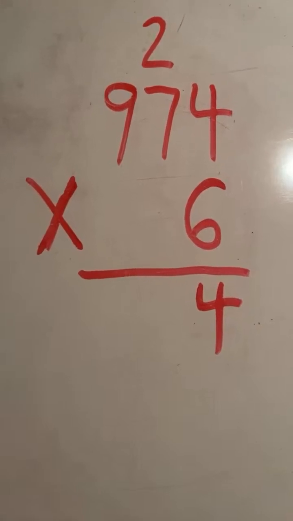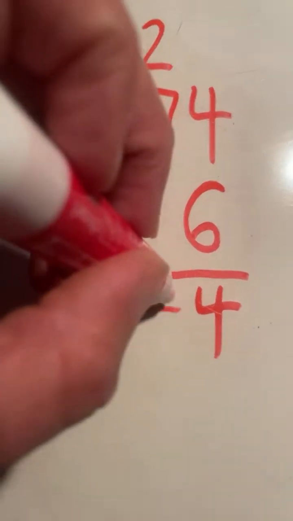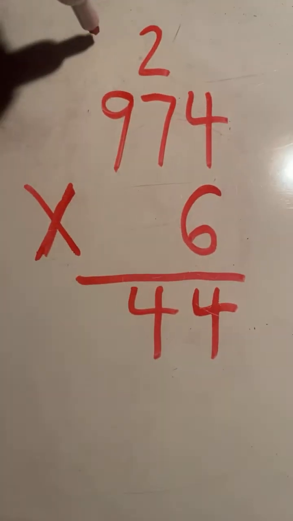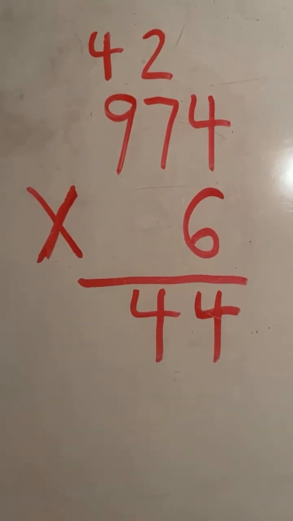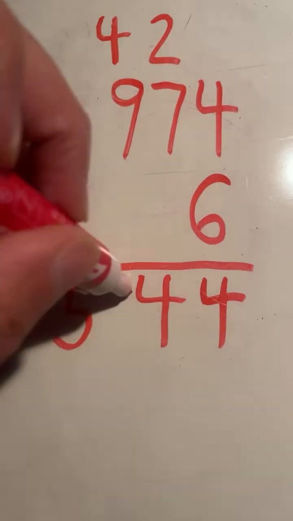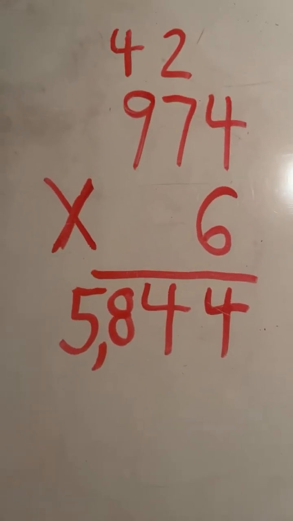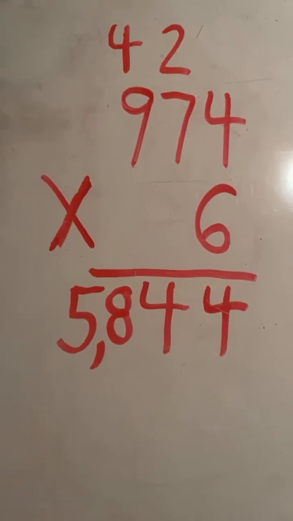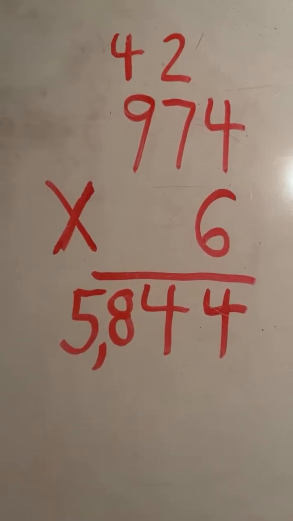7 times 6 equals 42, plus 2 equals 44. The 4 in 44 goes in the tens place. The other 4 in 44 gets carried over to the hundreds place. 9 times 6 equals 54, plus 4 equals 58. And we have our final answer. 974 times 6 equals 5,844.